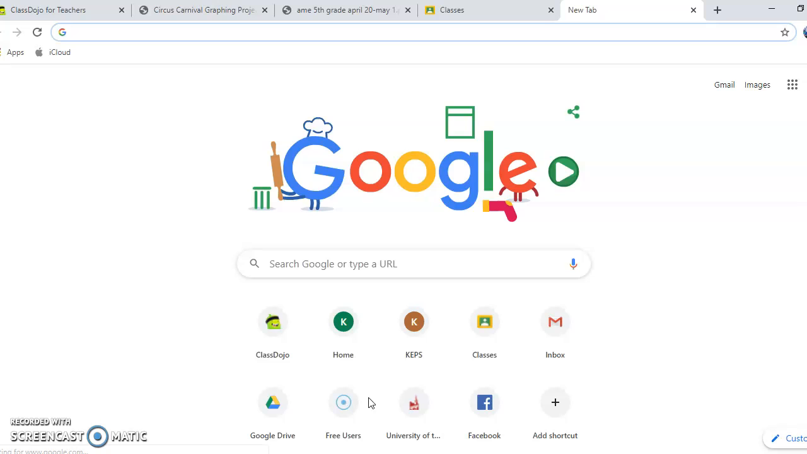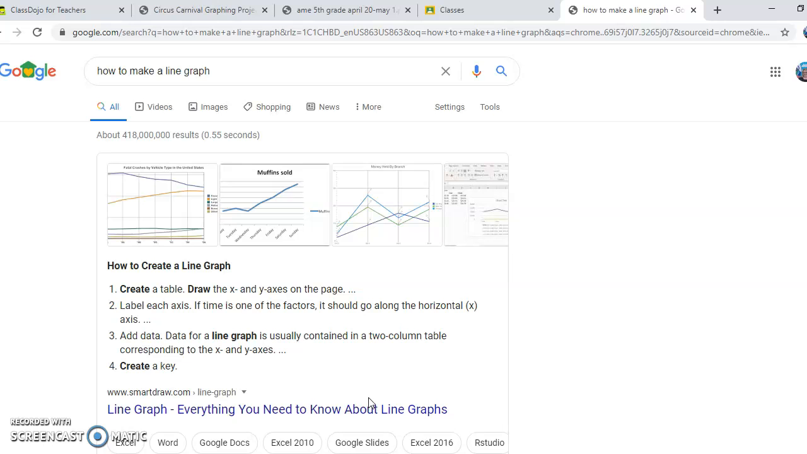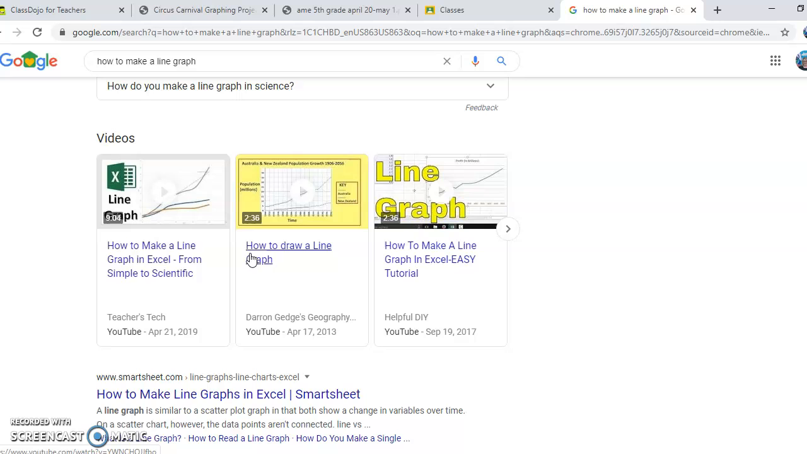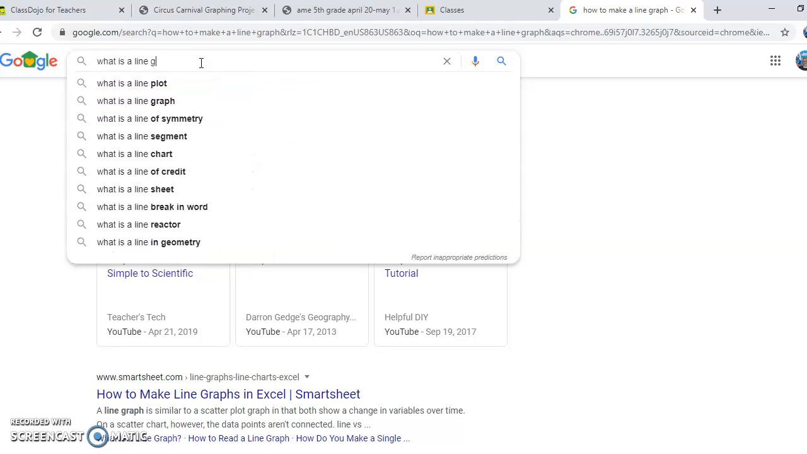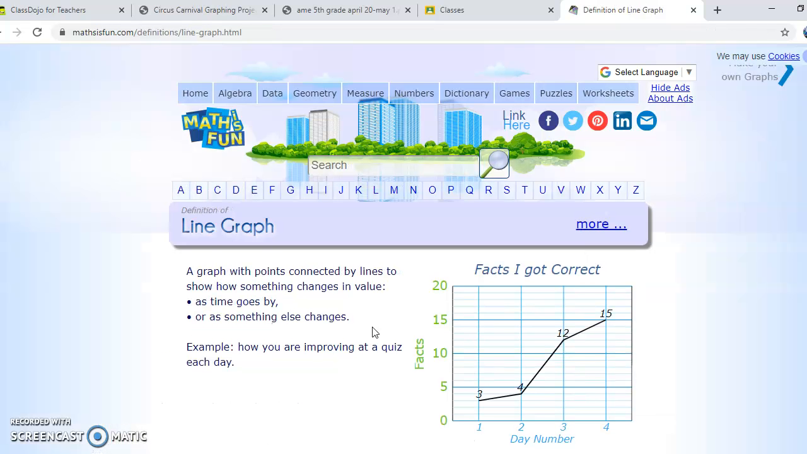I'm going to Google how to make a line graph. You could make one on your computer and then copy one. There's also how to draw one. You could even put in what is a line graph. So there's this, it's mathisfun.com. This is a line graph here. So you would need to make something like this and then have 2 separate lines for your high temperatures and your low temperatures. That's it.